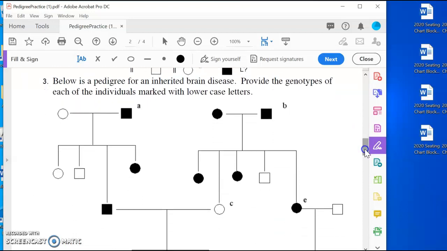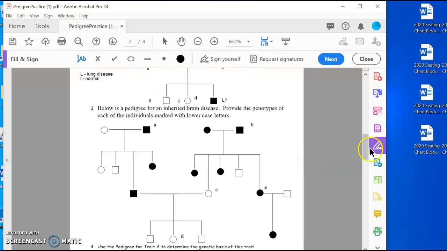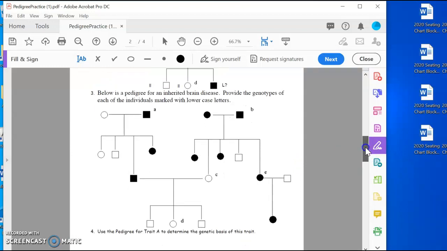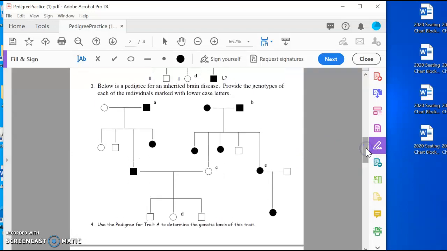All right, below is a pedigree. I got to shrink this down a little bit. Below is a pedigree for an inherited brain disease. Provide the genotypes of each individual marked with lowercase letters. Okay, so again, we're going to do the whole thing. If we look at this, this generation has it, this generation has it, and there's one in this generation. So it doesn't show up more in boys. So this is also another dominant one. So it's a brain disease. So let's do big B is brain disease. And then little b is normal.